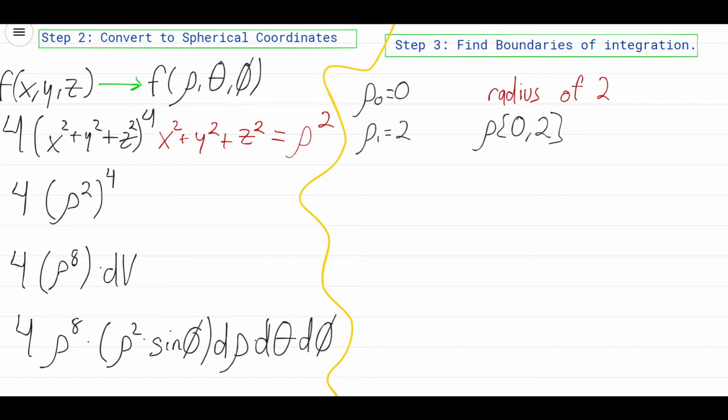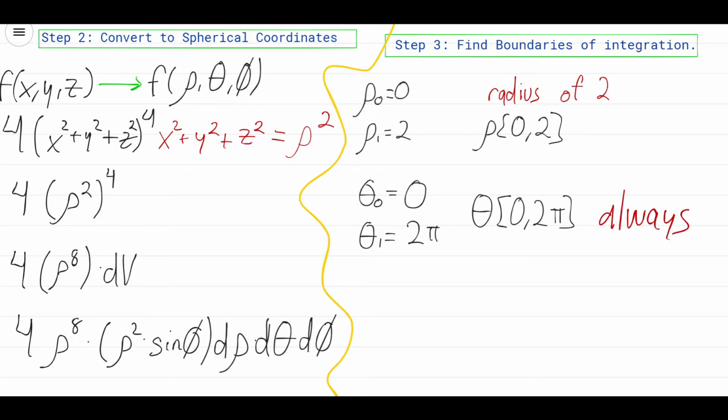The problem told us it was a perfect ball, a sphere centered at the origin with a radius of 2. So what about theta? Theta goes from 0 to 2 pi. This is always the case unless otherwise specified, because it's a full sphere, and the full sphere on the xy plane is from 0 to 2 pi. If you think about just a circle, it's from 0 to 2 pi.